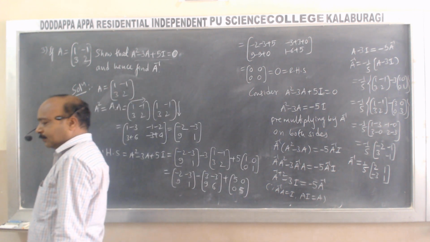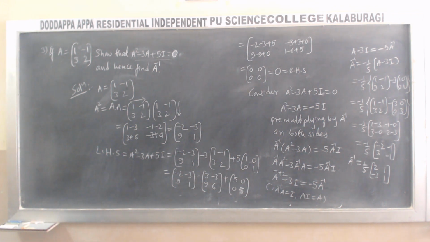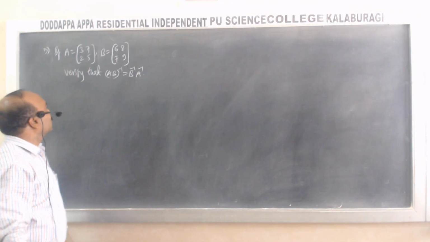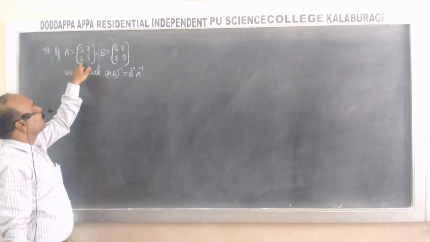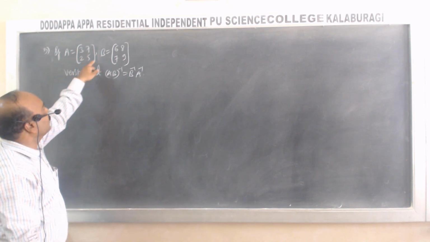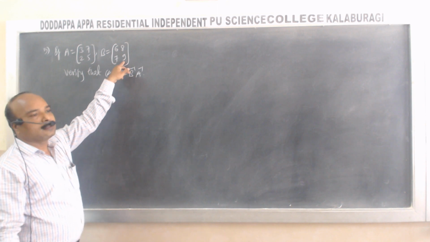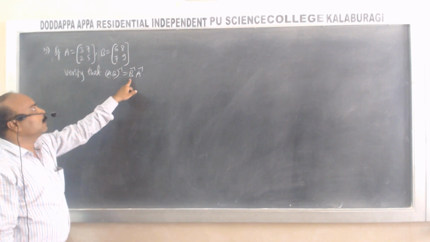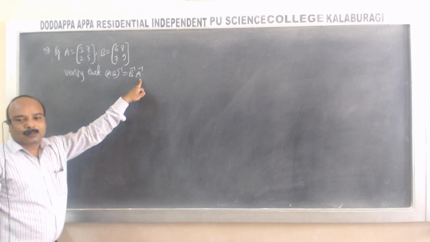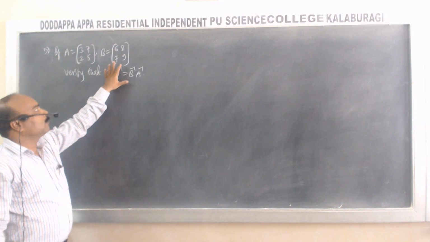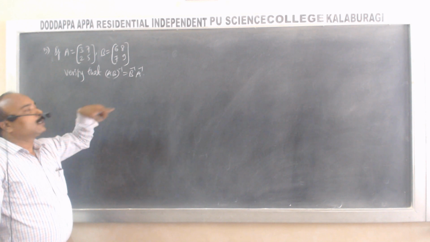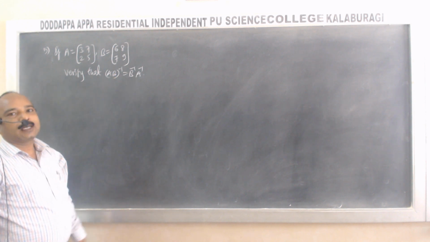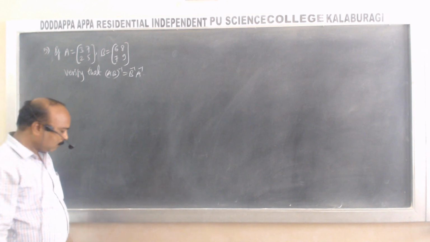Take the solution. Go for another type of example. If A equal to [3 7; 2 5] and B equal to [6 8; 7 9], verify that AB whole inverse equal to B inverse into A inverse. This theorem we have already proved in the previous class, and now we can use the inverse of the matrix for proving this one.